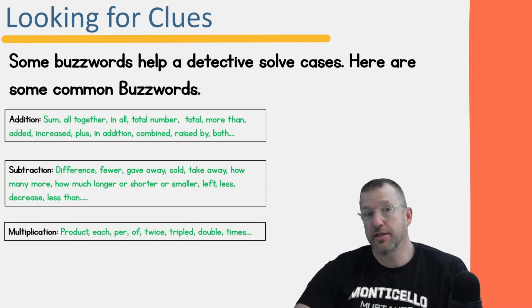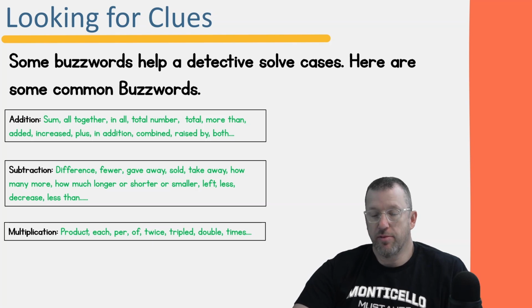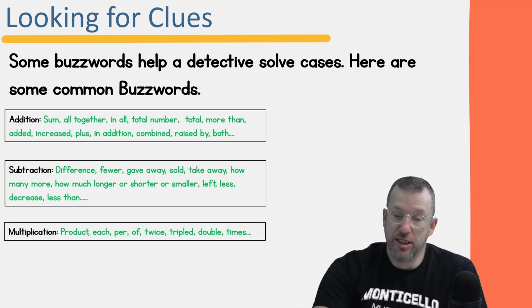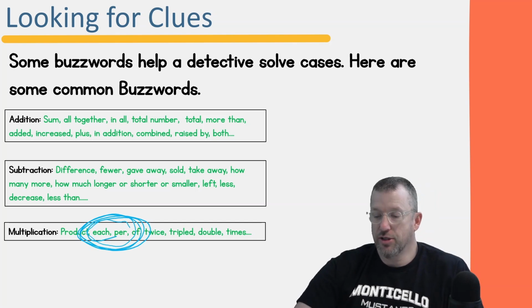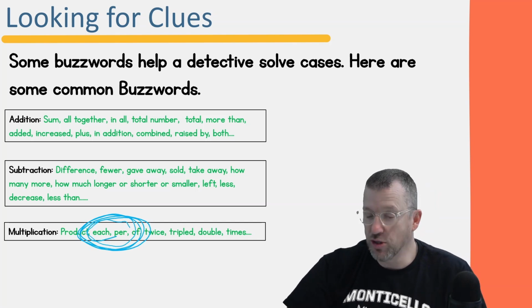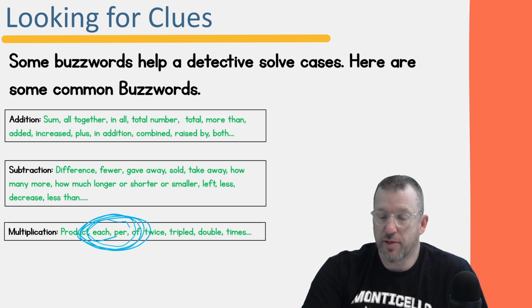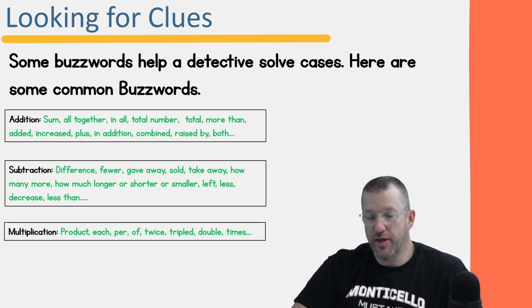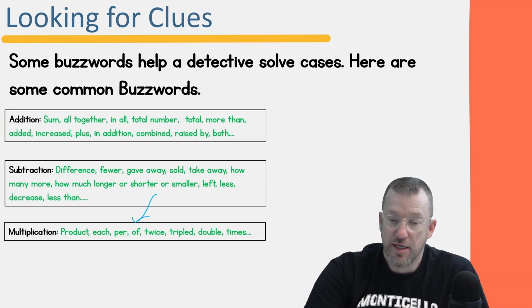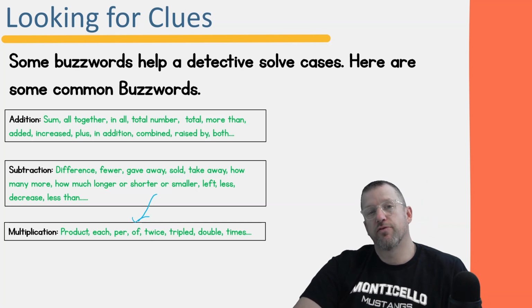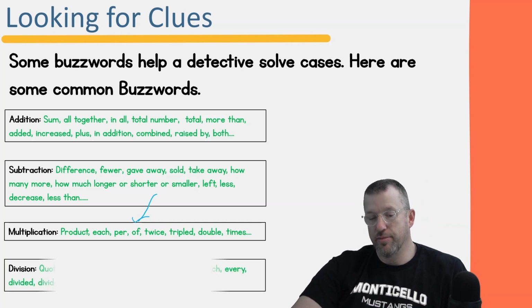Multiplication: product is the answer to a multiplication problem, but also each and per, please pay attention to those. If you see the phrase each and per, understand that most of the time there's going to be some multiplication involved. The other times it's more than likely going to be division. So each, or doubled, or tripled, or twice the size, or the word of. Of is a good word to understand that we need to multiply.